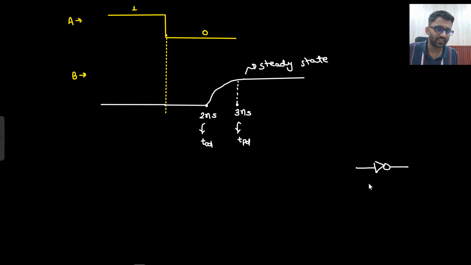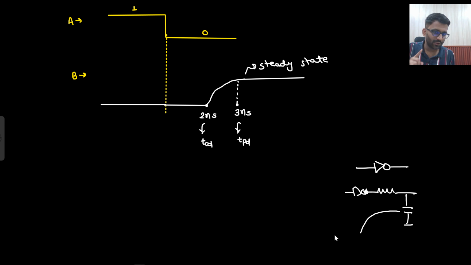Let's just say you design this inverter. It will have some output resistance, and also there will be some parasitic capacitance as well. So it will form an RC circuit. It will not charge instantaneously, it will charge exponentially, slowly. So going from 0 to 1 will take some time. If you apply 0 input here, this will become 1. Now this is your final output.